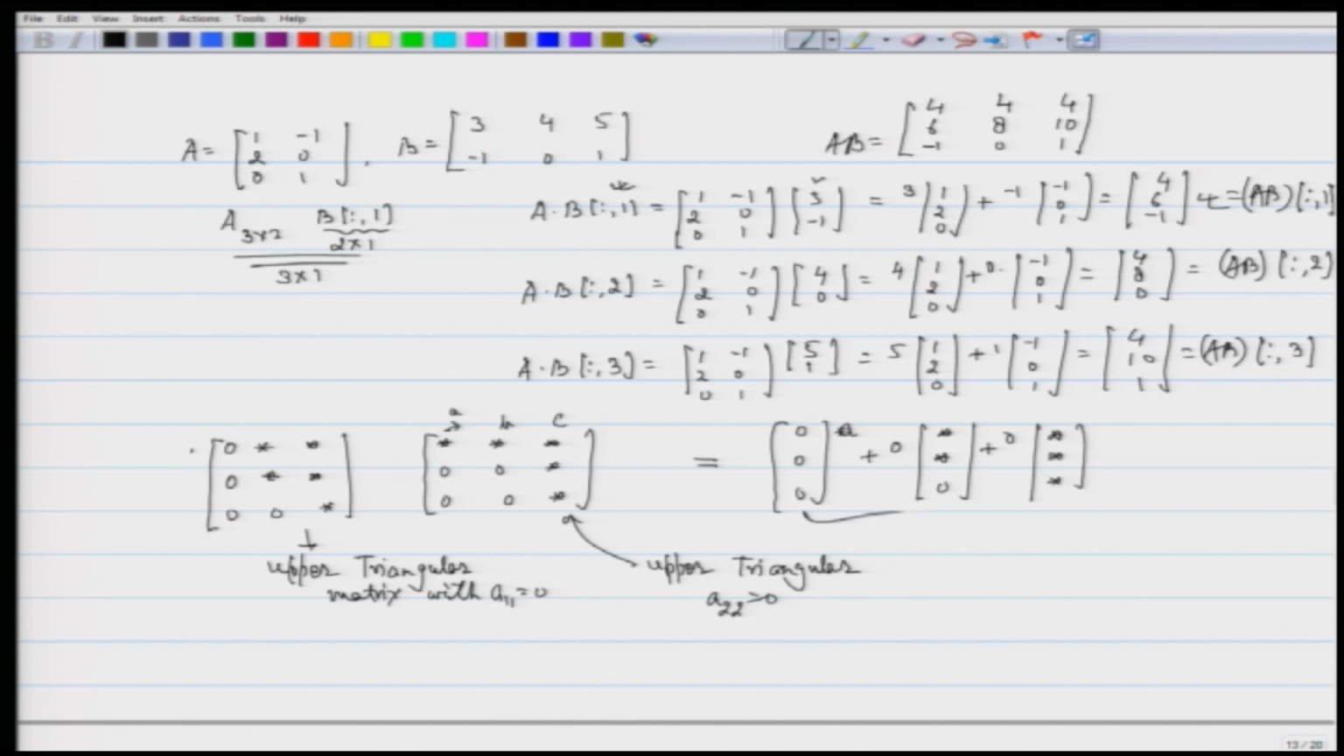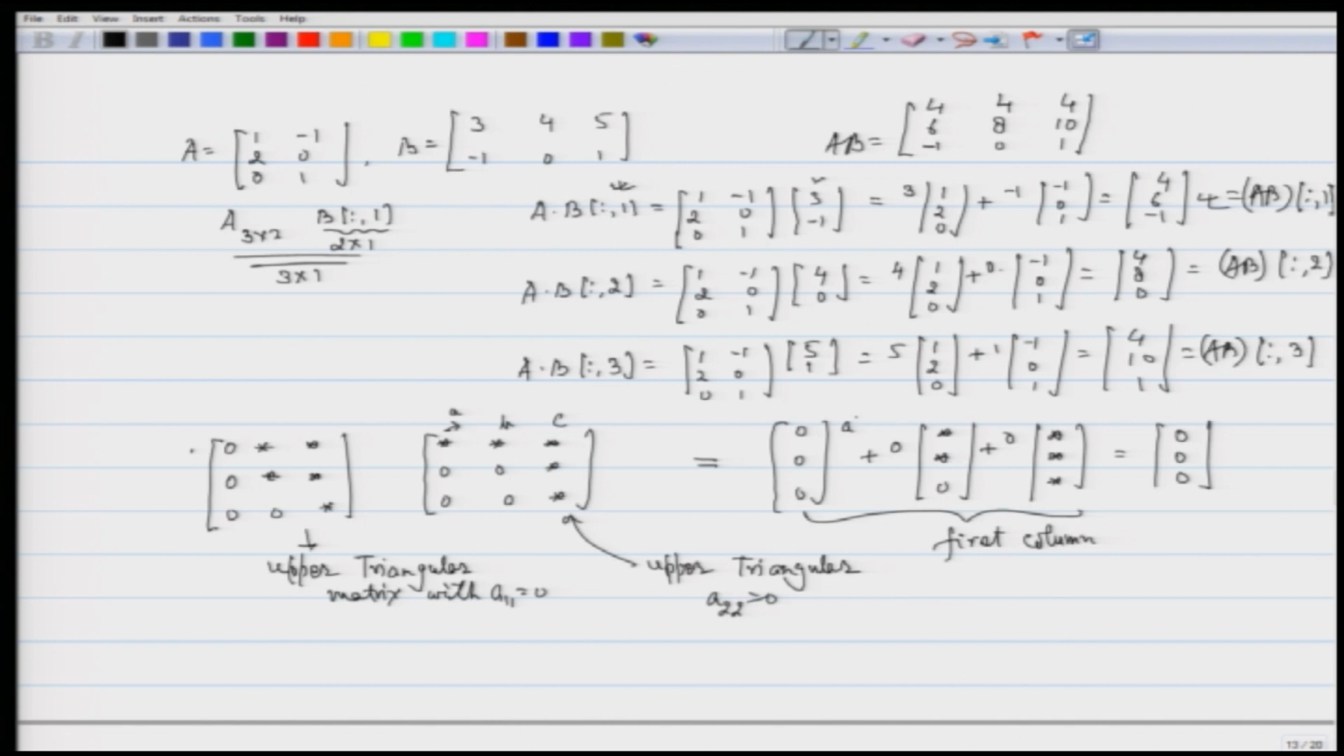This will give me the first column, which will be nothing but 0 0 0. All right. So, here I am writing A here.